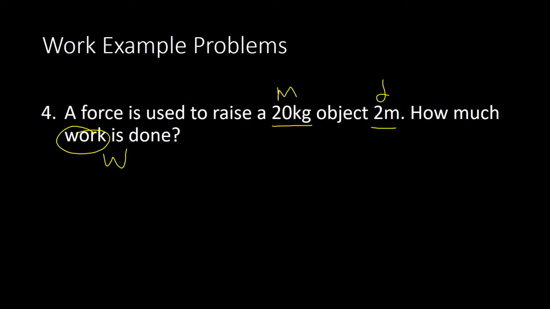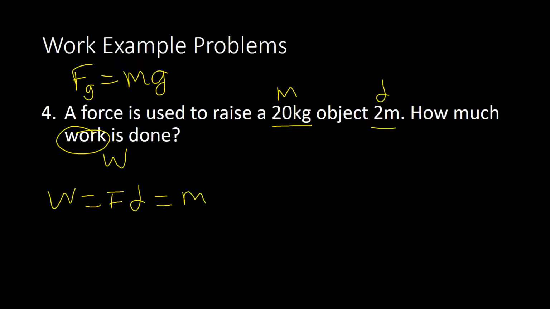Well, we know that work is force times distance, but I'm not given a force, so I need to think back to my previous unit when I learned about forces and weight to figure out how to solve this problem. So the weight of an object, remember, is F sub g, which is weight, is mass times acceleration due to gravity. So I can substitute mg in for my F and then multiply by d.